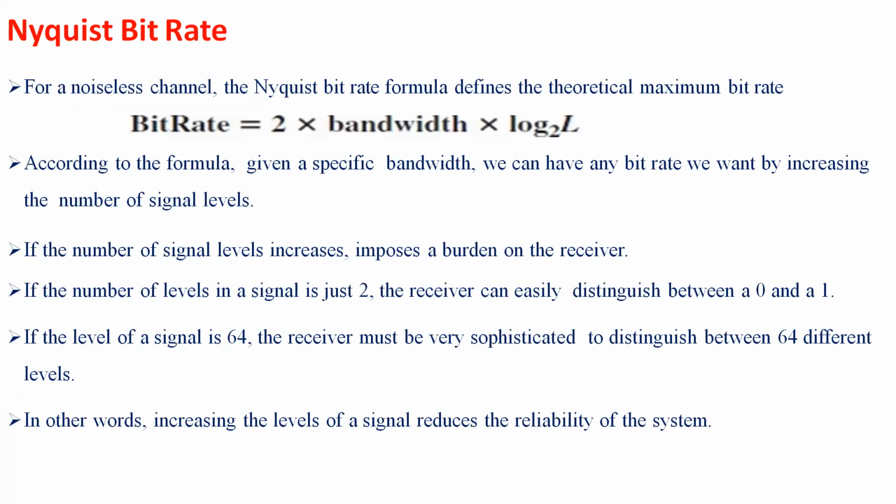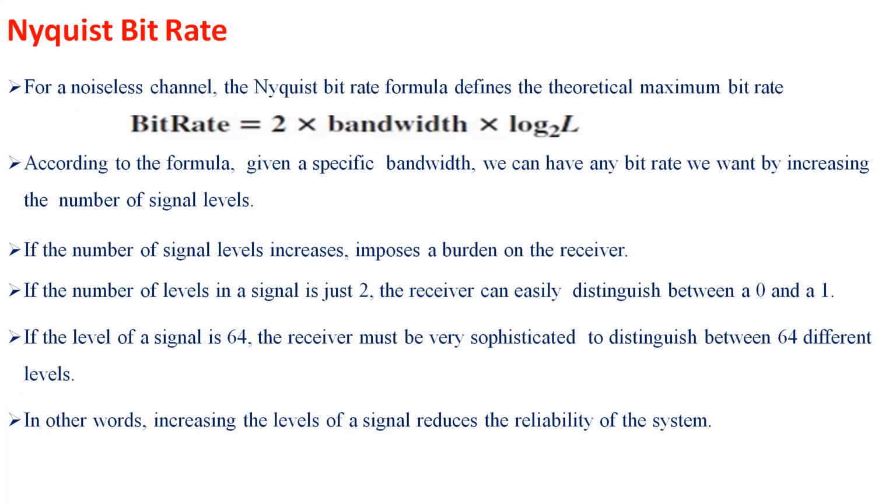First, the Nyquist bitrate. For a noiseless channel, the Nyquist bitrate formula defines the theoretical maximum bitrate, which is given by bitrate equals 2 times bandwidth times log base 2 of L, the number of signal levels. According to the formula, for a specific bandwidth we can have any bitrate we want by increasing the number of signal levels.